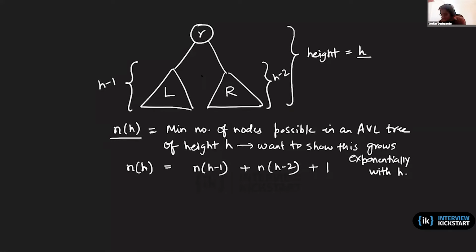But we have to make the entire tree AVL. We are given that the entire tree is already AVL. So this value must be n of h minus 1, because if it wasn't, then by making it n of h minus 1, I would reduce the value of n of h, which is a contradiction.